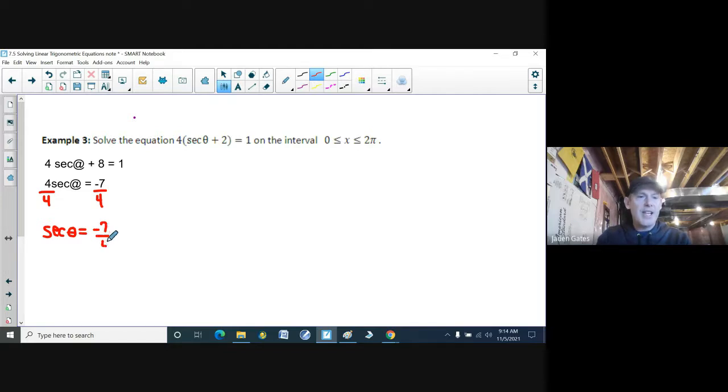But again, secant is the reciprocal of cos. So I can flip it. So actually I can solve this ratio. Cos theta is equal to negative 4 over 7.